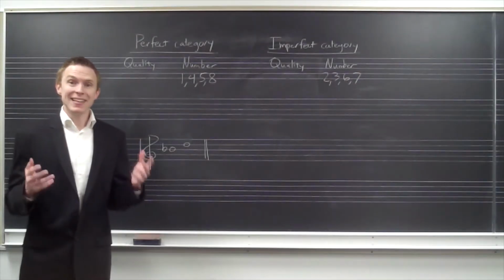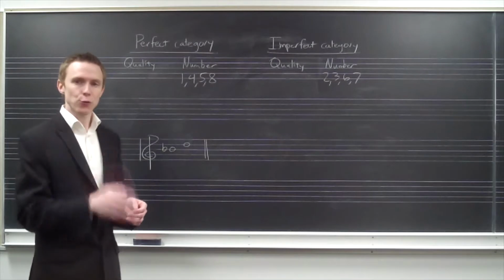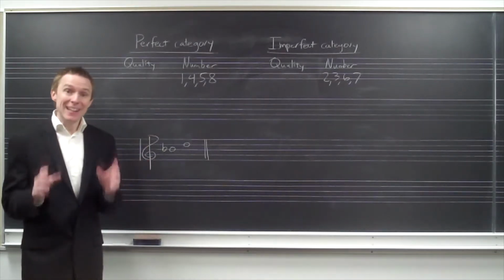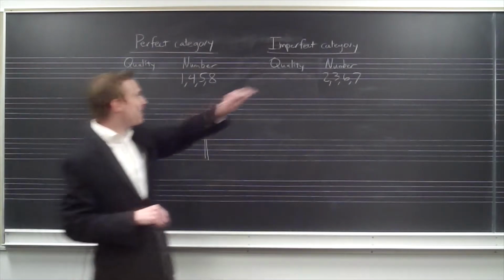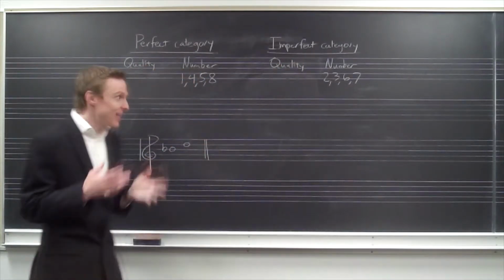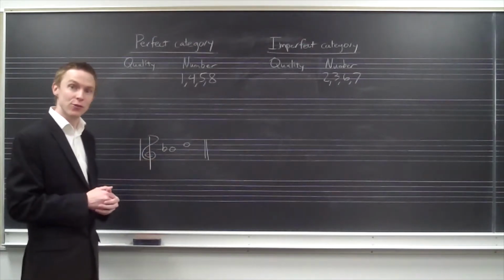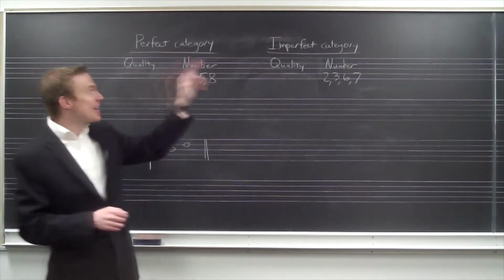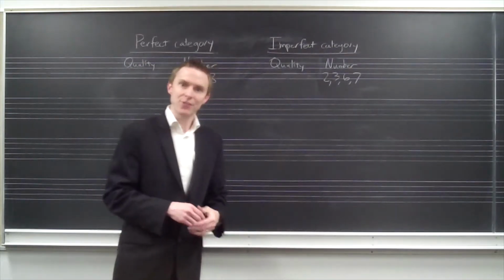The most common interval numbers are 1 through 8, or unison through octave. And these 8 numbers are divided into 2 categories, the perfect category and the imperfect category. In the perfect category, we have 1, 4, 5, and 8, or unisons, fourths, fifths, and octaves. And in the imperfect category, we have all the rest, seconds, thirds, sixths, and sevenths.